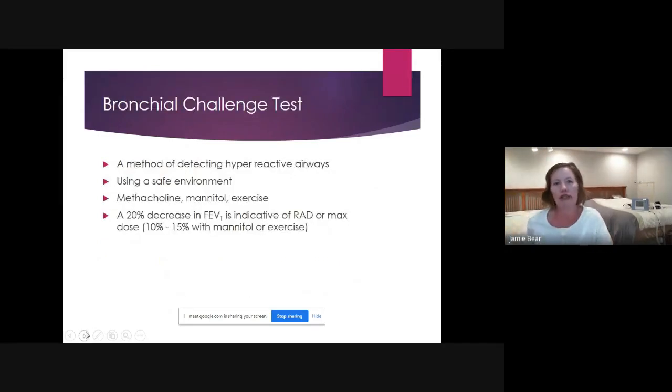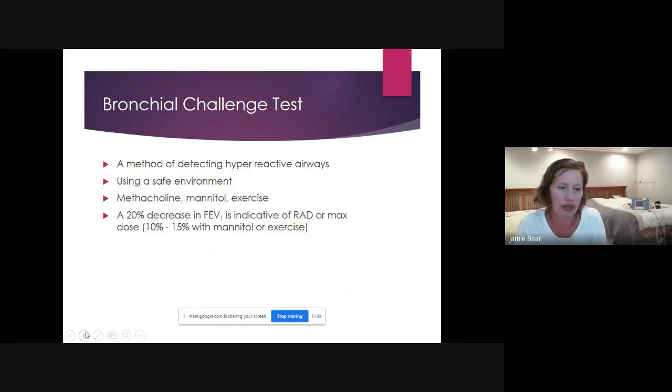Another common challenge you might see is the bronchial challenge test. It is a method of detecting hyperreactivity in the airways, using a safe environment in the pulmonary function lab. You can use methacholine, mannitol, or exercise. A 20% reduction in the FEV1 is indicative of RAD, or you reach the max dose of the methacholine, the mannitol, or the exercise.